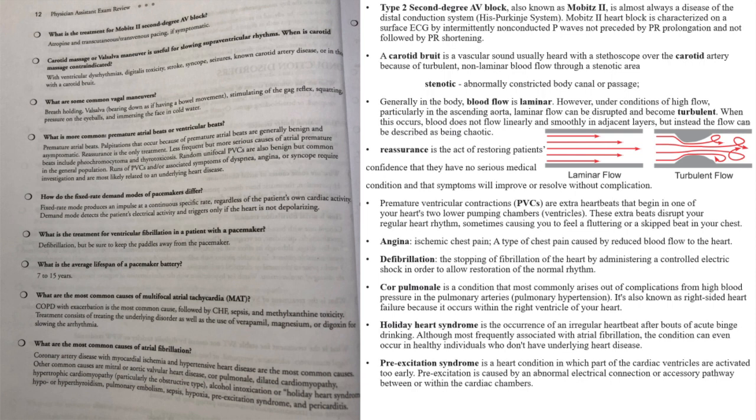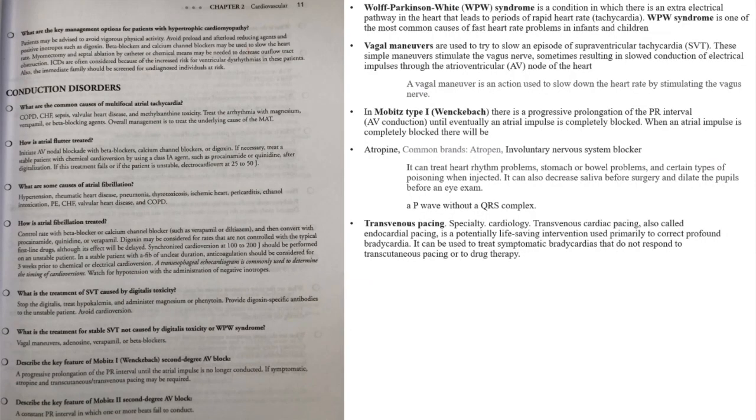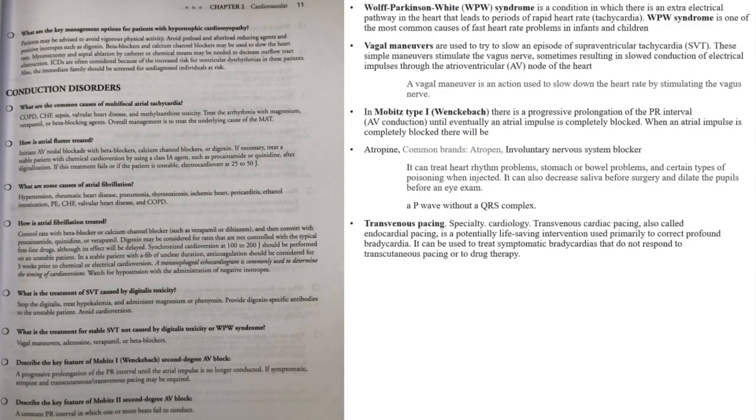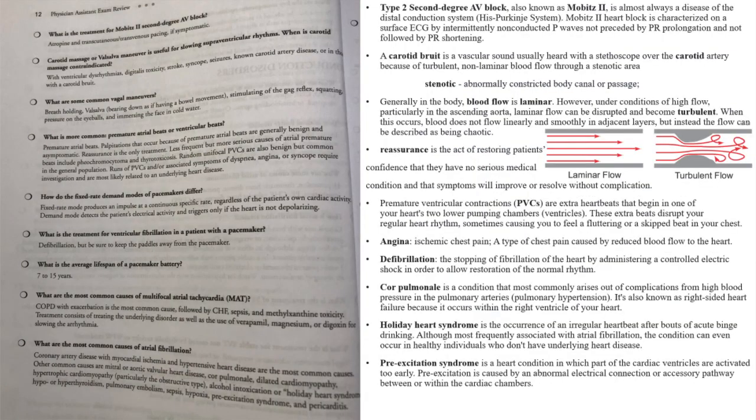What are some common vagal maneuvers? I keep messing that up. Breath holding. So that helps with slowing down the heart rate, right? Yeah. Wait, so you have to pay attention to which part of the heart? Oh, no, I don't think so. Okay.